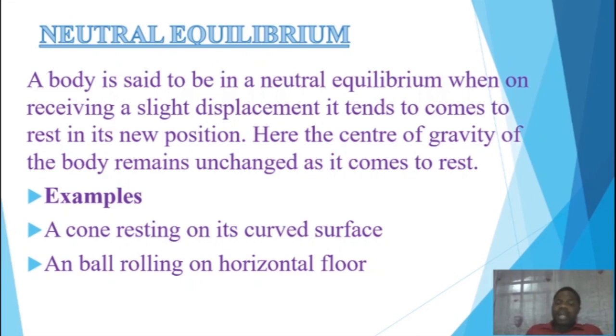For instance, consider a cylinder resting on its curved surface or a cone resting on its curved surface. When you push it, it will just roll and come to rest. As it is rolling, the center of gravity remains unchanged. It doesn't change. So in such a case, the body is said to be in neutral equilibrium. So we give an example here, a cone resting on its curved surface. Also a ball rolling on a horizontal floor. They are all said to be in neutral equilibrium.